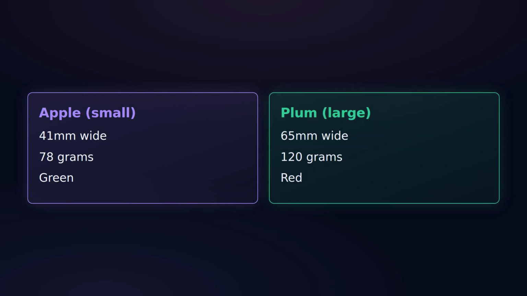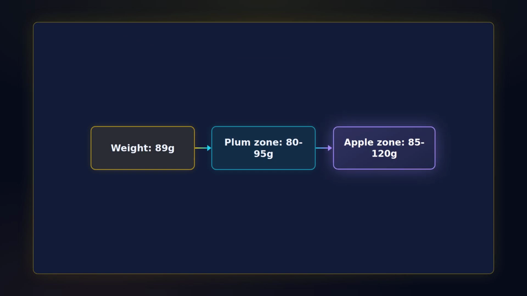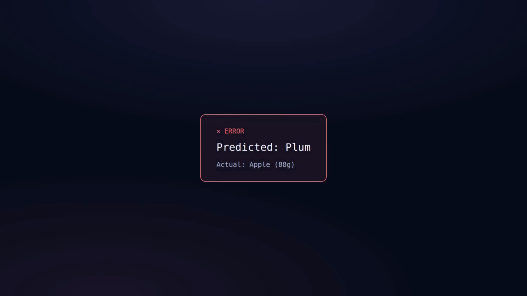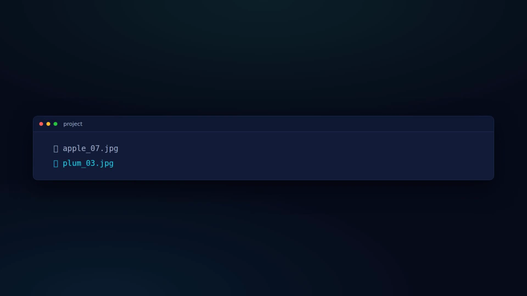Put a small green apple right next to a large red plum on the table. Its weight and its width both land inside the plum's usual range. The rule the machine found says under 90 grams, call it a plum. This apple weighs 88 grams. The machine calls it a plum. That's not a broken machine. That's 2 categories touching each other. Every real data set has fruit like this sitting right on the border.